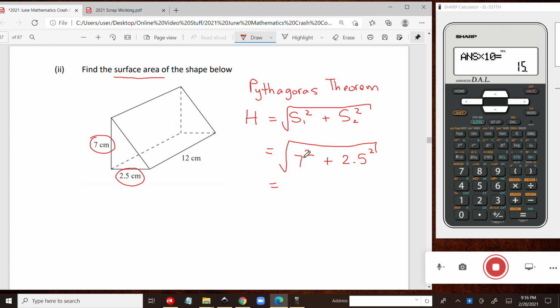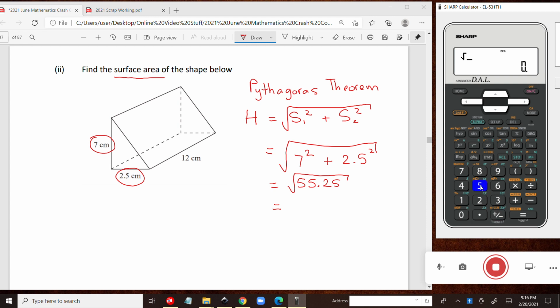You'll notice I'm going to work out the piece underneath the square root first. So I'm going to say 7 squared plus 2.5 squared and press equal. That will give me what? 55.25, and then I need to square root last to complete the calculation to find the hypotenuse. So let me square root that.